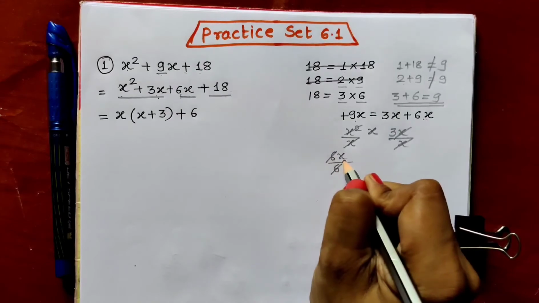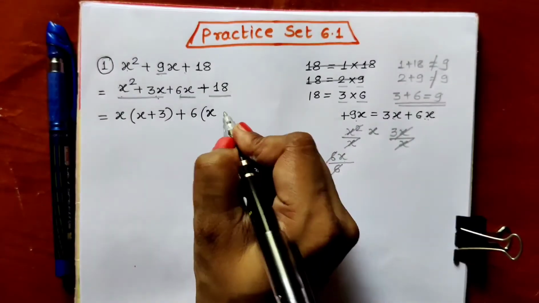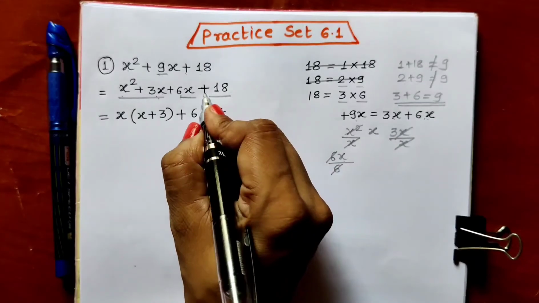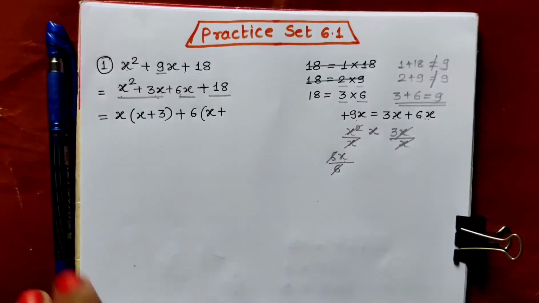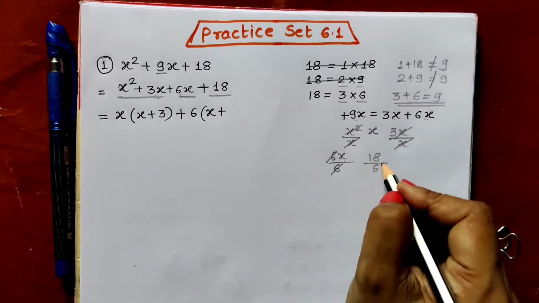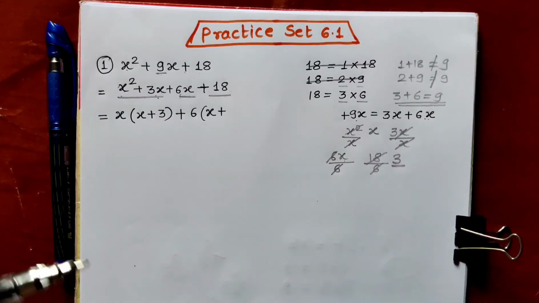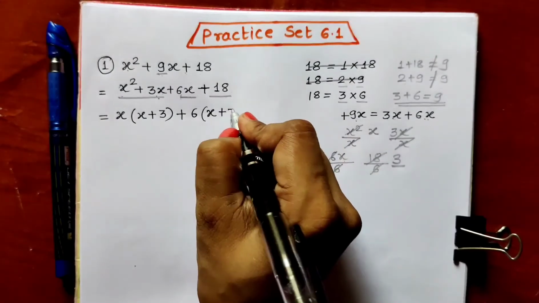6 is taken out common from 6x. 6 cancel, what is remaining? X is remaining. So x we should write in the bracket. Plus sign is there, put the plus sign. From 18 also we have to take out 6 common. That means 18 divided by 6. 6 ones are 6, 6 threes are 18. We are getting answer as 3. So this 3 should be written inside the bracket.